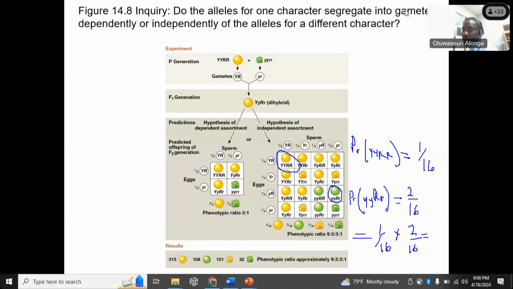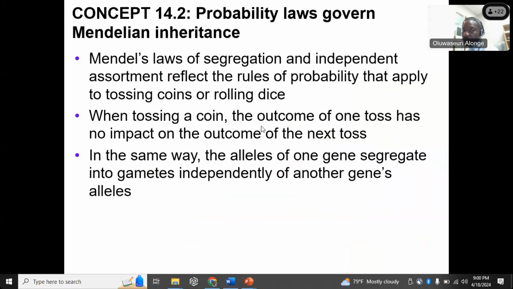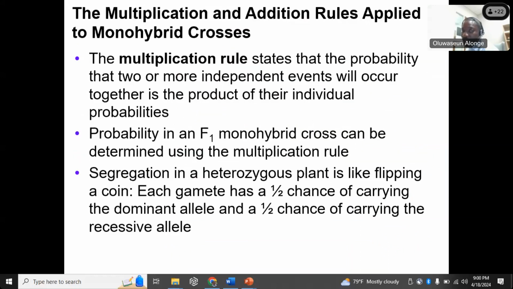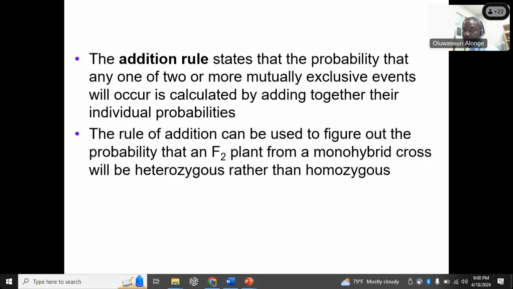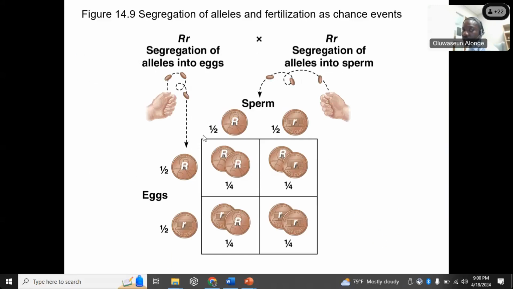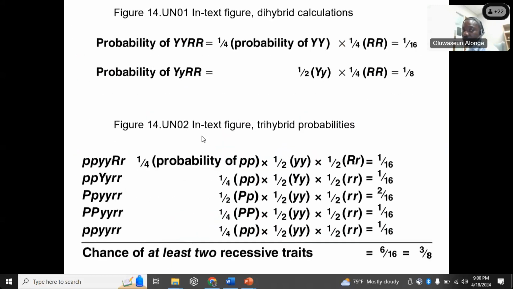Let's go. I just need to explain that a little bit. It's not something I need you to know beyond that, just what I've explained. So you see, the probability that any one of two or more mutually exclusive events will occur is calculated by adding the total events together. All right, let's go. So that's what happened here.